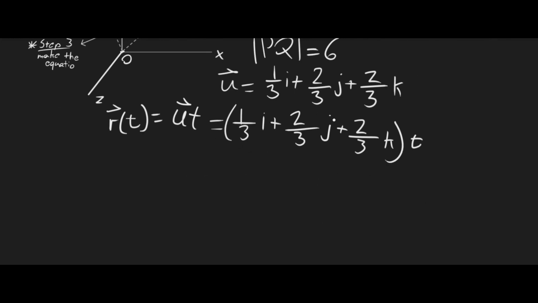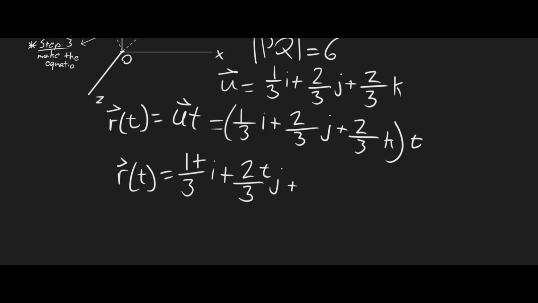Then the t distributes to each of the components, and you get that the equation for the line is equal to 1/3 t times i plus 2/3 t times j plus 2/3 t times k. So now you can either leave the equation like this, or you can write it in parametric form.